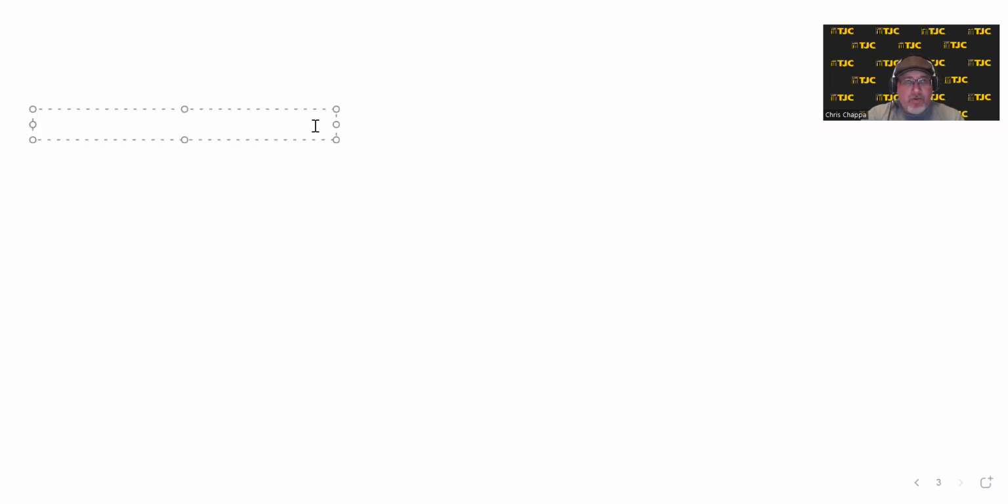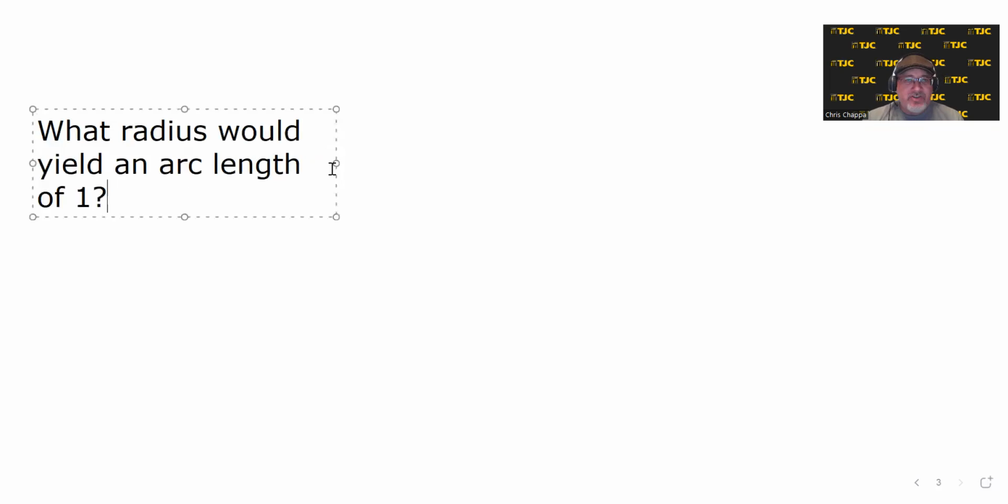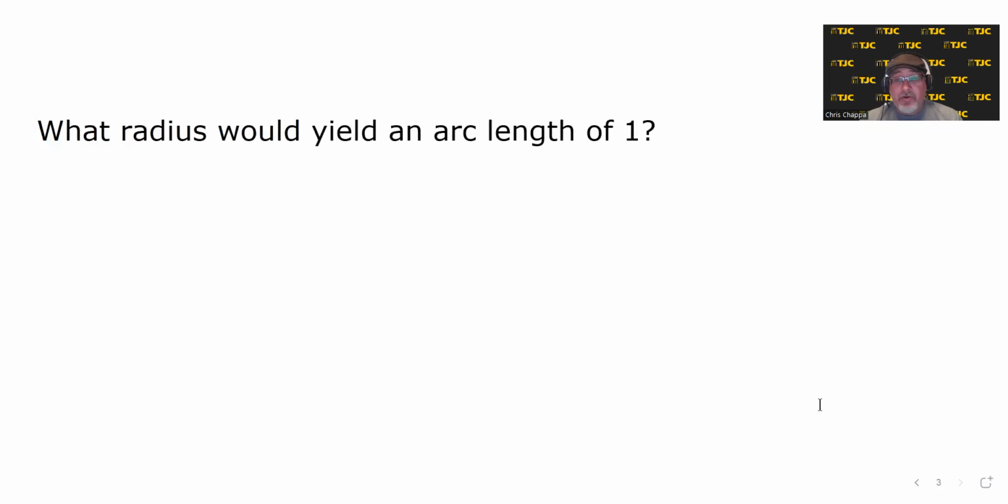So what radius would yield an arc length of 1? In other words, a unit arc length. That's just something for you to think about. If you want to work it up and write it up, I'd love to see it. Maybe I'll give you some bonus points for it.